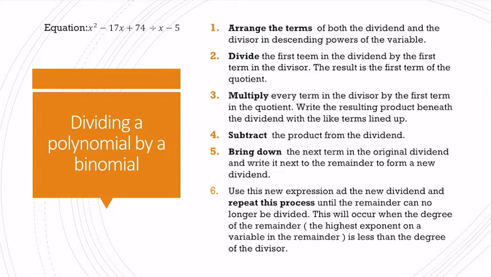Next, we need to talk about dividing a polynomial by a binomial. So the first thing you have to do is arrange the terms of both powers in the dividend and the divisor, the dividend being what we're dividing, in descending powers of the variable. Then you're going to divide the first term in the dividend by the first term in the divisor.